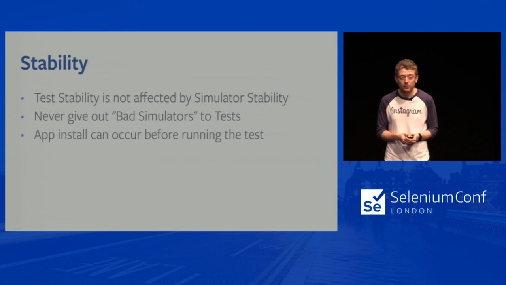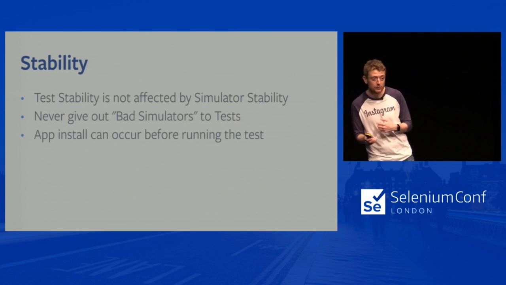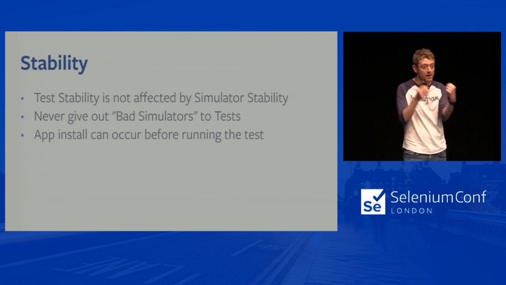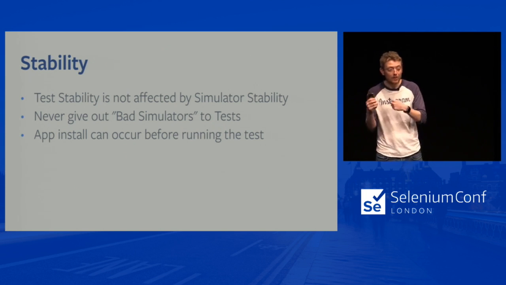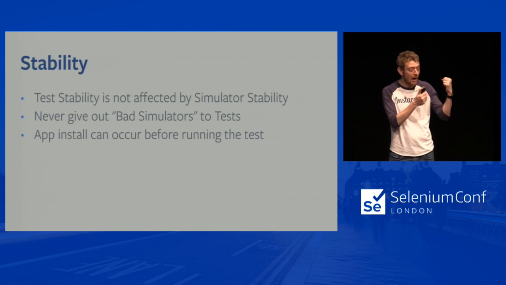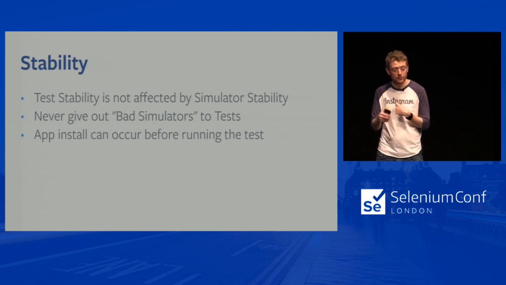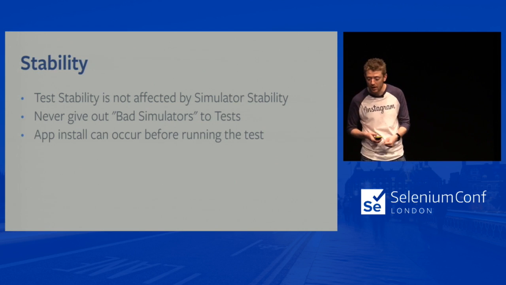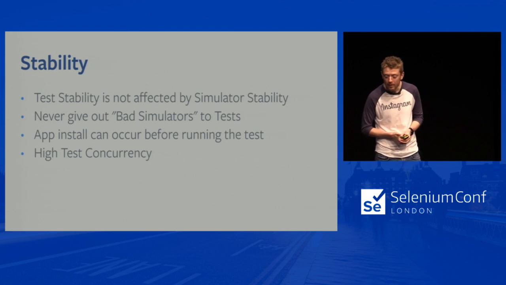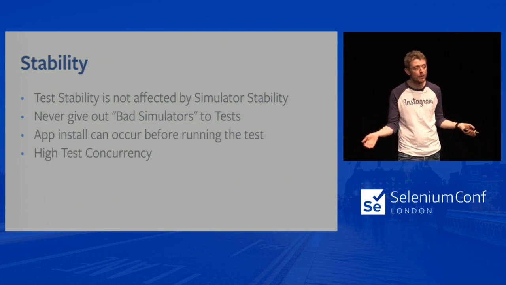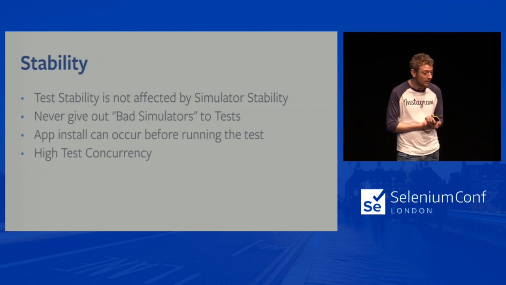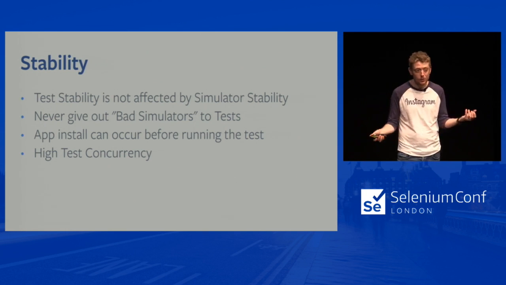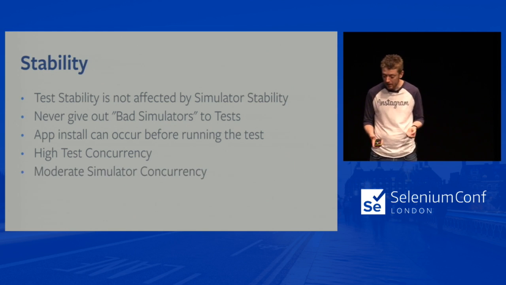And it also means that the app install can occur before running the test, so you can start to prepare simulators for the next test as you've already built the app. So you can start to look ahead towards the next tests that are running. It also means that you can get a high test concurrency. Tests themselves, if you're using WebDriver, don't tend to use a whole lot of CPU. You're just sending some JSON over the wire. You can, on many machines, have very high concurrency here.